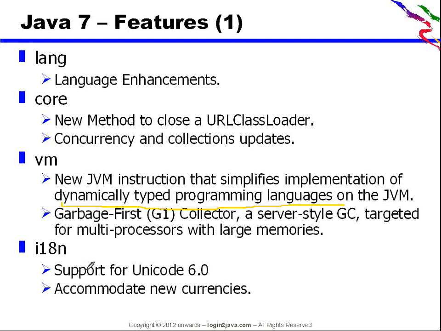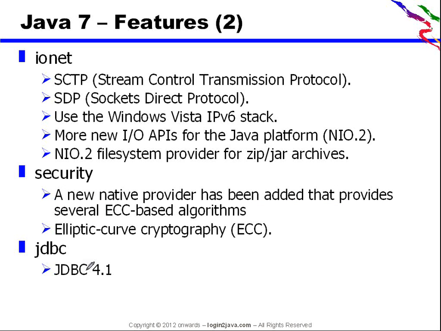There are lots of new things coming up in Java IO and Java Net. The support for Stream Control Transmission Protocol and Sockets Direct Protocol, and it also supports the IPv6 stack of Windows Vista. More new IO APIs have been introduced, and a very good file system provider in NIO 2 is also introduced, with an implementation for zip and jar archives. It also provides a feature of developing a custom file system provider. So this is a very new and interesting thing.